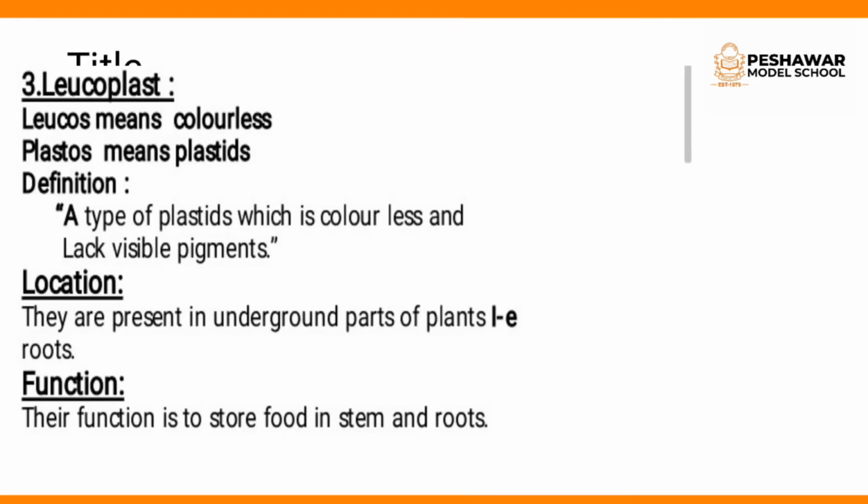Clear? Okay. The leucoplast: leuco means colorless, plastos means plastids. The leucoplast is a type of plastid which is colorless and lacks visible pigments. Location: they are present in the underground parts of the plant like roots, and their function is to store food in the stem and roots.